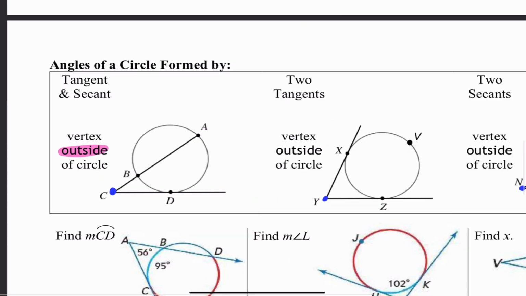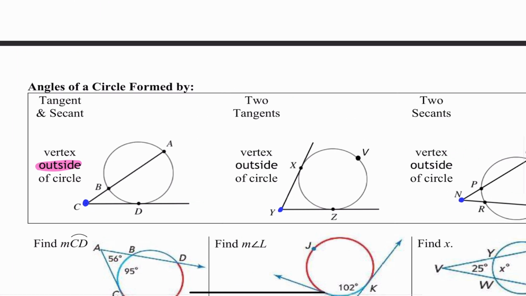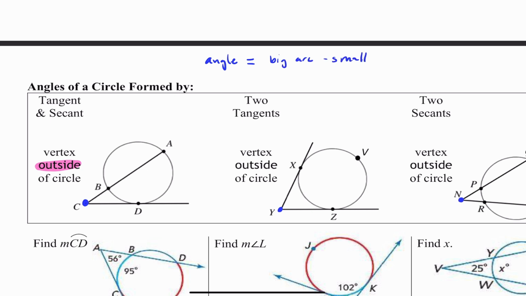Now, if the vertex is outside of the circle, then this is what you need to know. The angle is equal to the big arc minus the small arc over 2. Okay? So again, if the vertex is outside of the circle, then your formula is the angle is equal to the big arc minus the small arc over 2. Now, do not make the mistake and say small arc minus big arc over 2. That's not going to work out, and you're going to get the answer wrong.